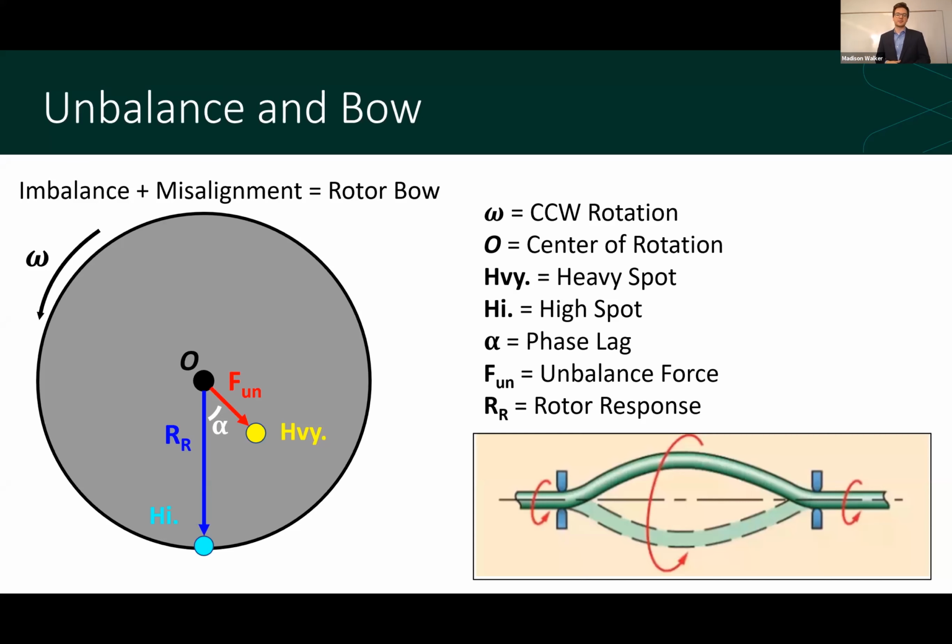The rotor's response, shown in blue, produces a high spot, and that's actually the spot that we can measure on the rotor as it rotates around. And so before the first critical speed of the rotor, the bow behavior is going to resemble what you see there in the bottom of the slide.